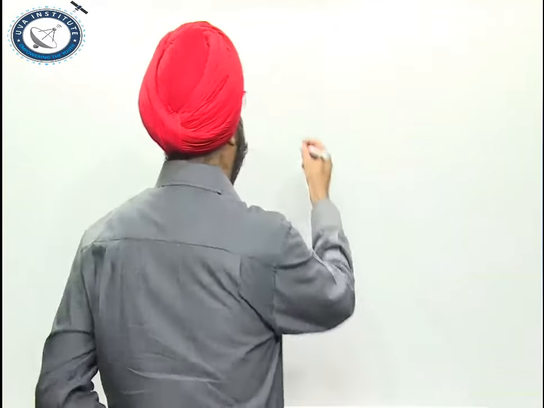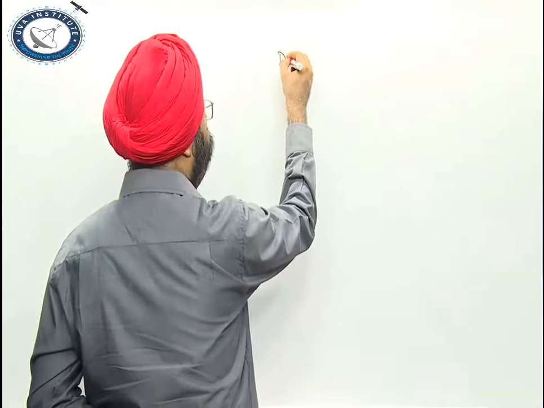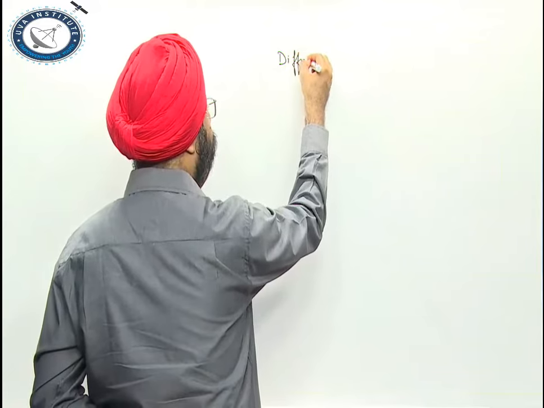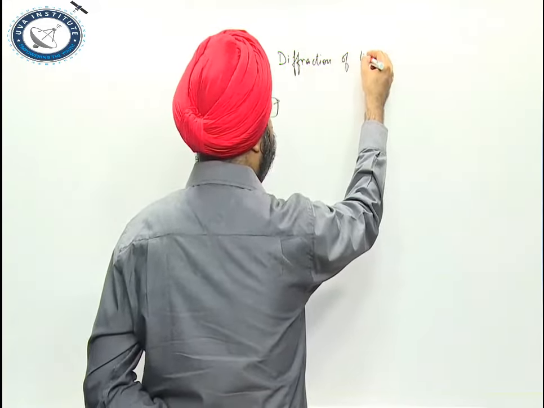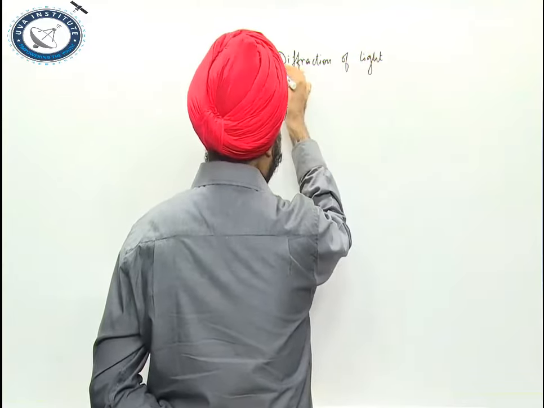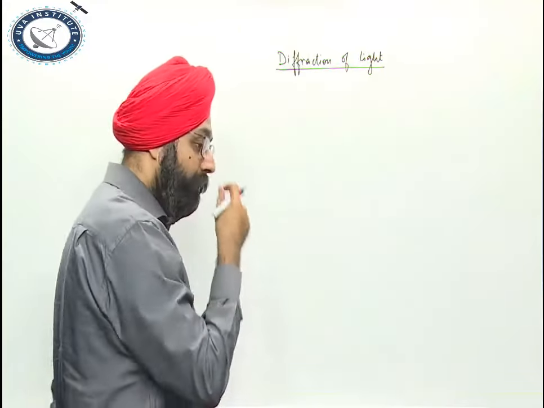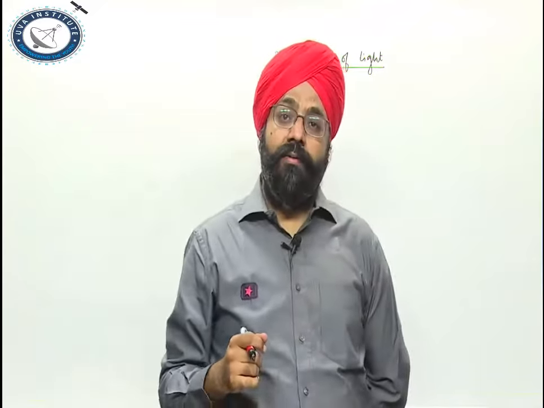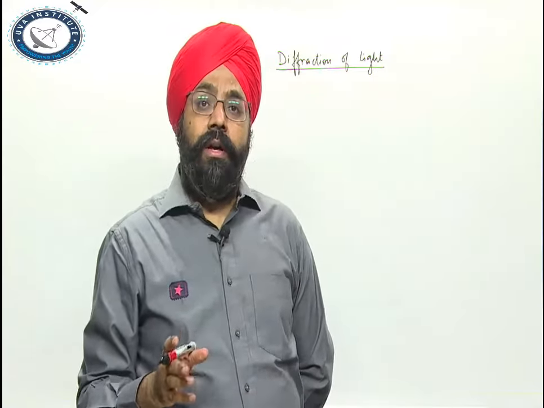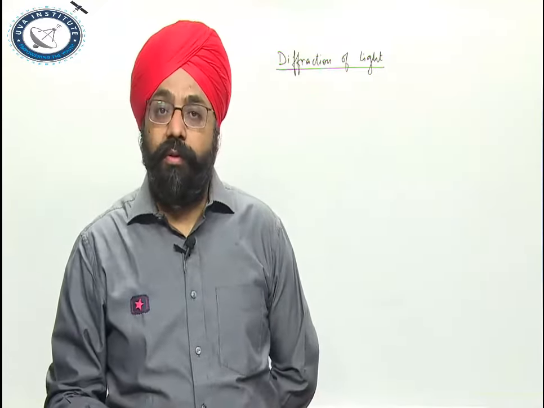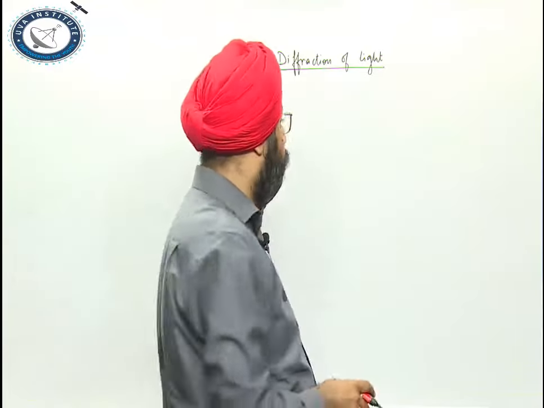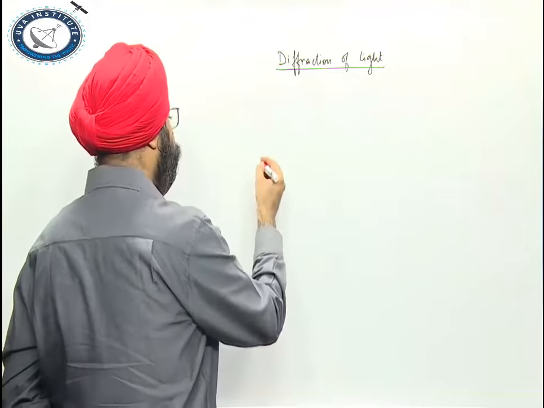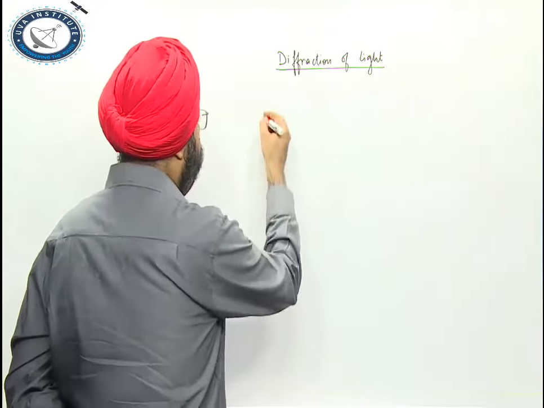Hello students, today we will be discussing diffraction of light. We have two types of diffraction, Fresnel and Fraunhofer. In our CBSE curriculum we have Fraunhofer diffraction, where the wavefront is planar. That means the source of light is very far away.